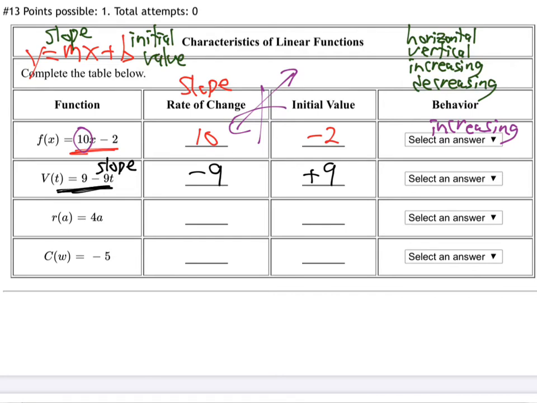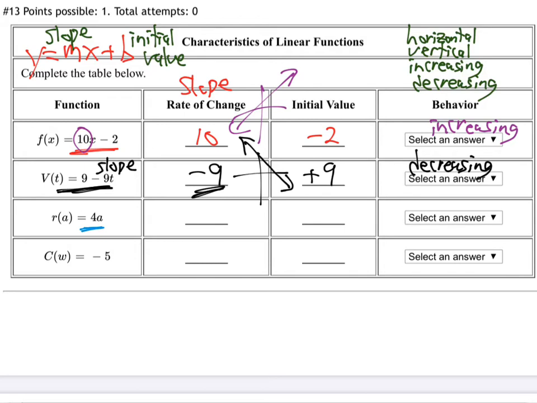All right, and then is that one increasing? If you were to graph it, what would the graph look like? Would it go up or down? Yeah, the rate of change tells you it would go down. So it's decreasing, isn't it? All right, let's try the third one.